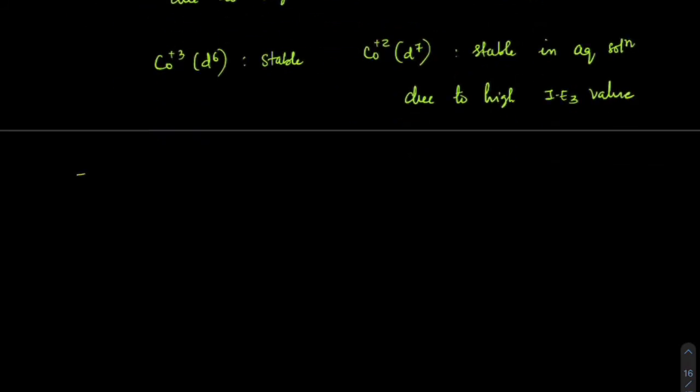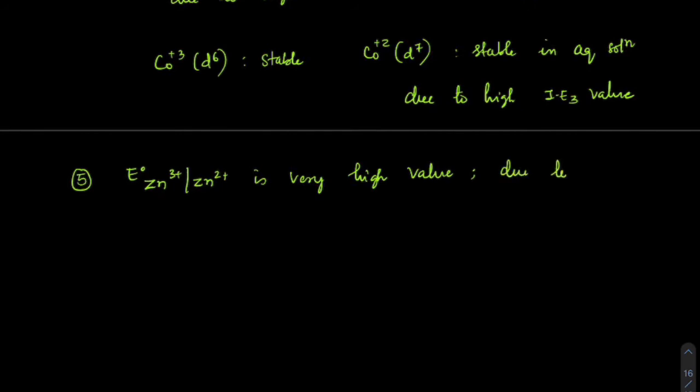Right. The last one is about zinc. If you check out, one more problem is with zinc. E naught for Zn3 plus to Zn2 plus is a very high value, not easily measurable, due to the very high IE3 value. So it will always tend to be in the Zn plus 2 form only. So the reduction potential will be highly positive. I guess that is clear.